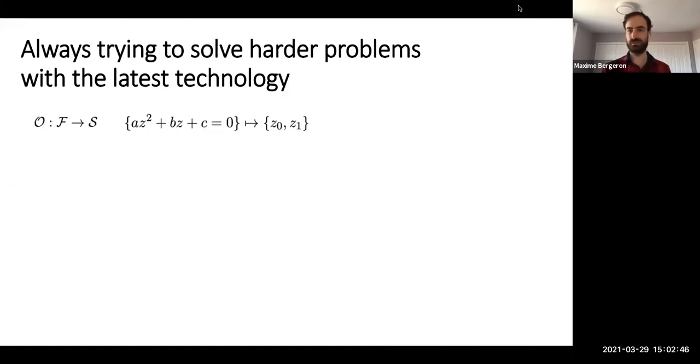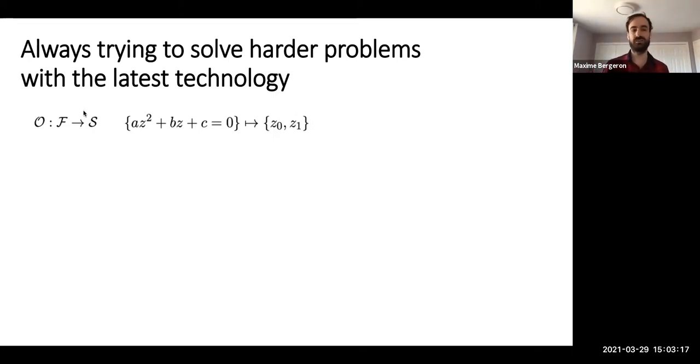The motivational story here is that as humanity, we're always trying to solve harder problems with the latest technology. Here I have something we're all quite familiar with, the quadratic equation. I've written it in a funny way because I want to think about it as a family of problems. For each of the parameters of this family, we output the solution. The equation is on the left, and on the right-hand side we have the solution. It could be empty if you're working over the reals, could have some multiplicities and all that.